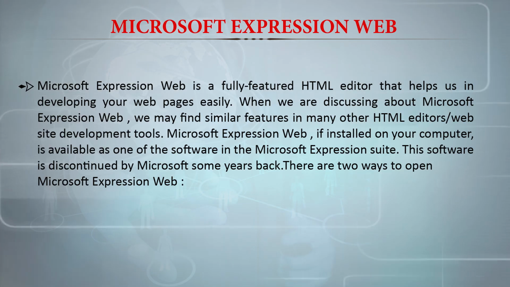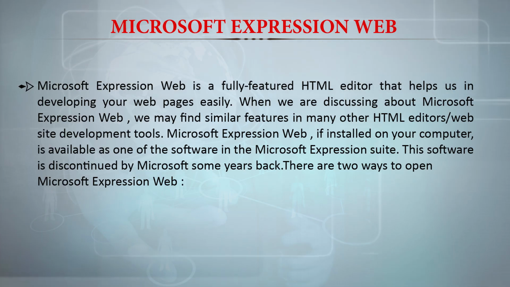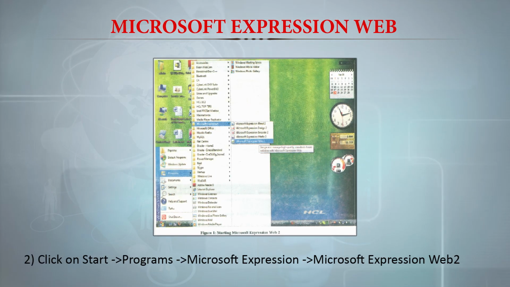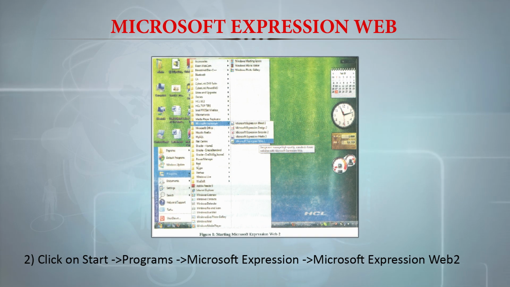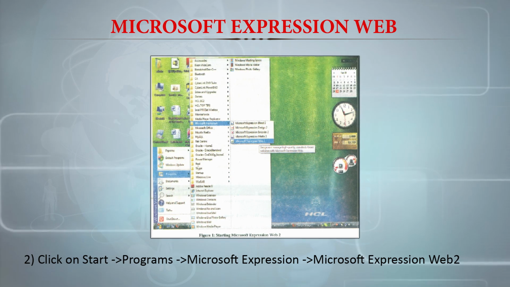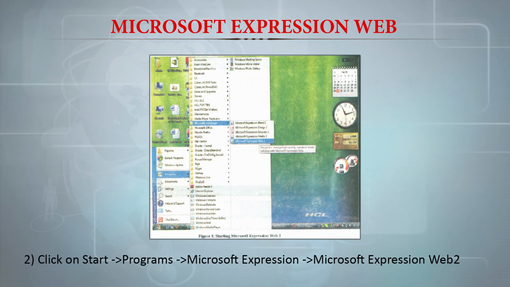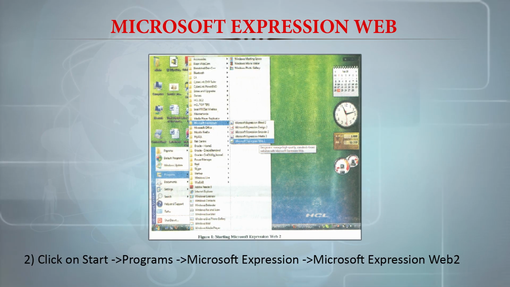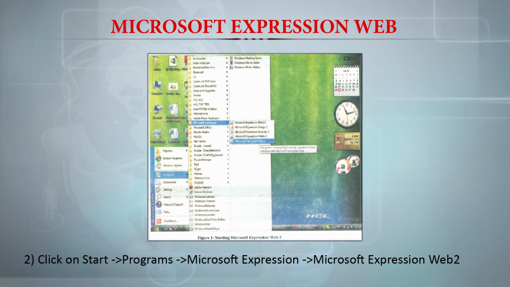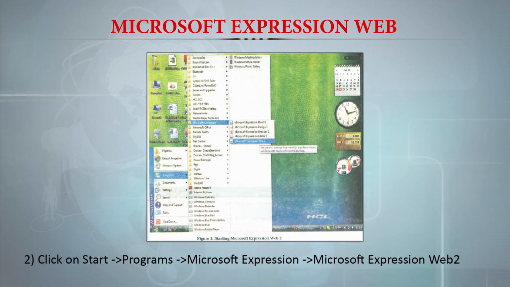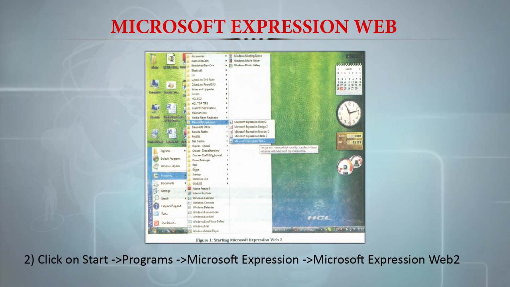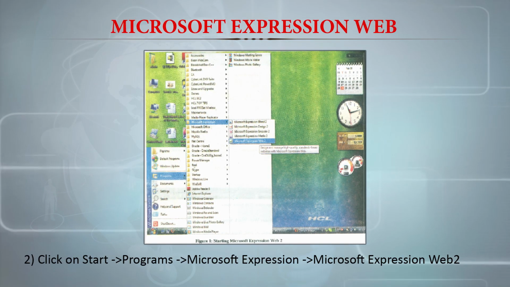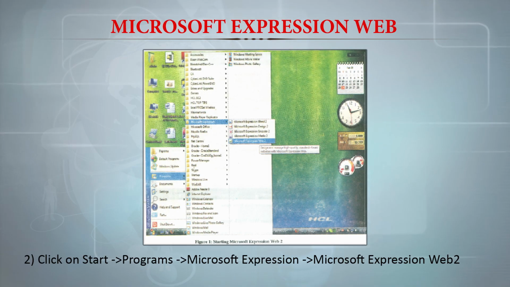There are two ways to open Microsoft Expression Web. First of all, have a look at the figure. Double click on the Microsoft Expression Web 2 icon on the desktop. Once you double click on it, the software will open. The other way is to go to the start button, select programs, then select Microsoft Expression, and then select Microsoft Expression Web 2. It's demonstrated, you can have a look at the image.